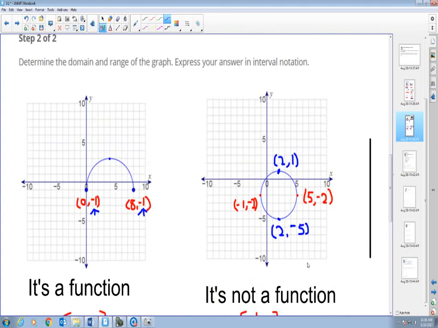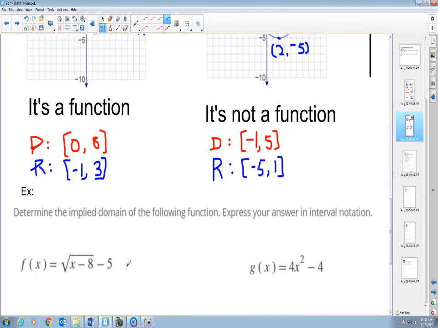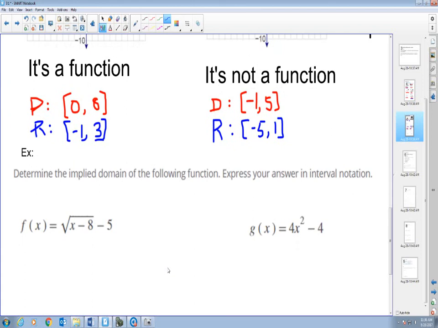Alright, so that's how we write domain and range using interval notation and determine whether the graph is a function or not a function. Now, in these two examples, I'm giving you the pictures, okay? So what happens if I just give you a function straight up and ask the same thing? Determine the implied domain of the following function. So graphing will help. This is a square root function, so you already know approximately it might look something like that. Remembering what these functions look like does help before you even graph.